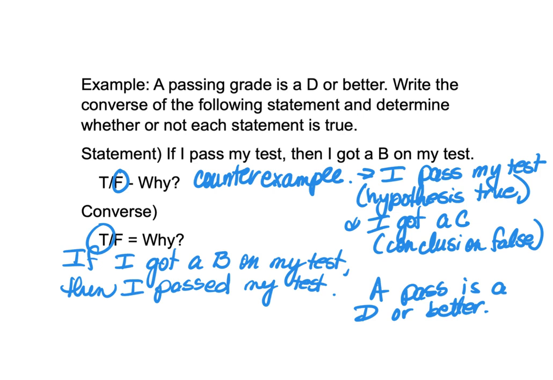Okay, here are the answers. The first statement is false. My counterexample is this. I passed my test, so my hypothesis is true, and I got a C. The conclusion is false. So I got a C on my test, not a B. I still passed. It's false. I made the hypothesis true and the conclusion false. The converse is, if I got a B on my test, then I passed my test. That's true. A pass on a test is a D or better. A B is better than a D.